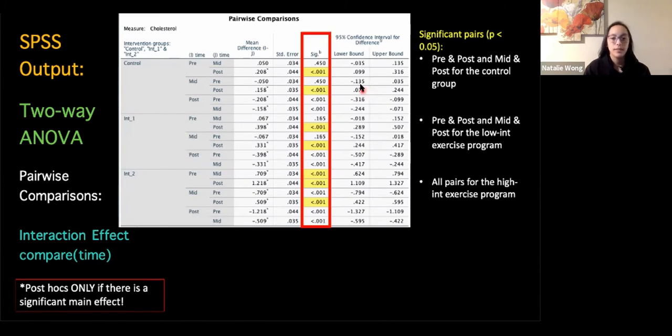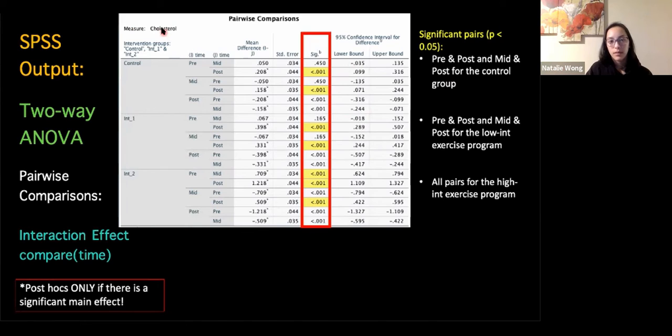Why this happened, we don't really know, okay? Because the control group didn't do an exercise intervention. So usually when the control group has significant effects, you want to look into whether they were actually a control group. Were they eating the same? Was their diet the same? Maybe some people changed their diet and that influenced how much cholesterol there was in their system.